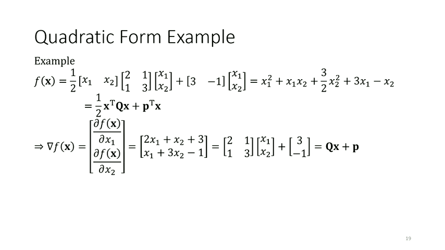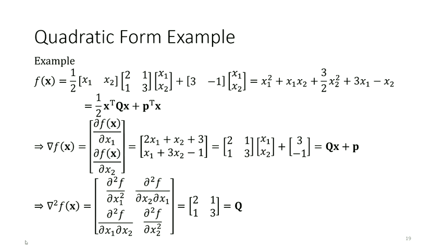Agreed? And the second derivative, you can take the second derivatives and place them all here. You'll get 2, 1, 1, 3, and that's equal to Q. Just for your information, every time we're dealing with a quadratic, 99.9% of the time, this has to be a symmetric matrix.